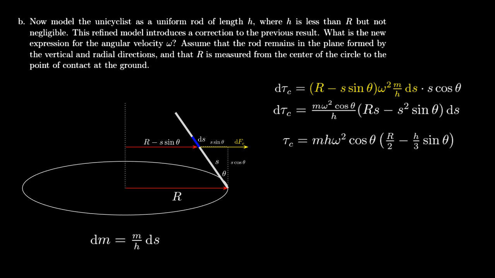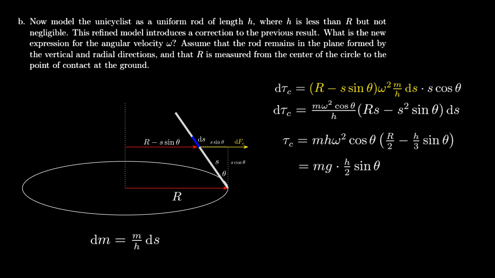But we need to balance the torque against the torque due to gravity using basically the same process as in part A. And luckily, the gravitational field is still going to be assumed to be constant over the entire body of the unicyclist. And that means that we can still basically just assume that the center of gravity, the equivalent point where we can replace the force of gravity with a single force, is going to still be at the center of mass. So the torque due to gravity is still going to be just m g times h over 2 sine theta, as it was in part A.